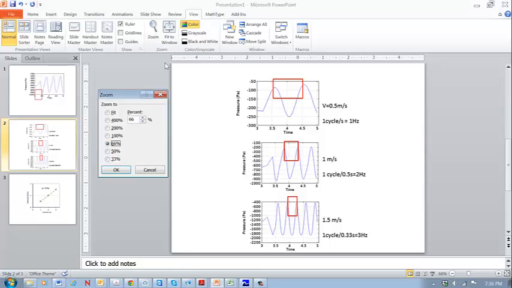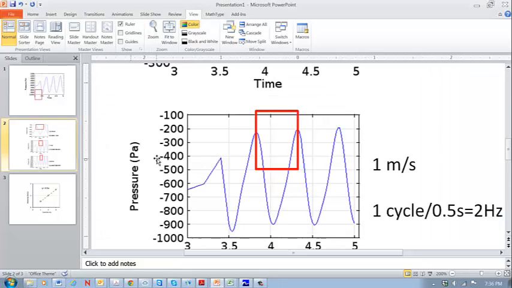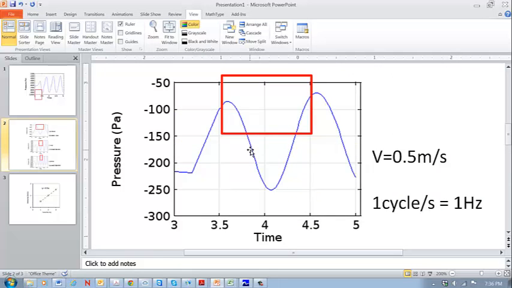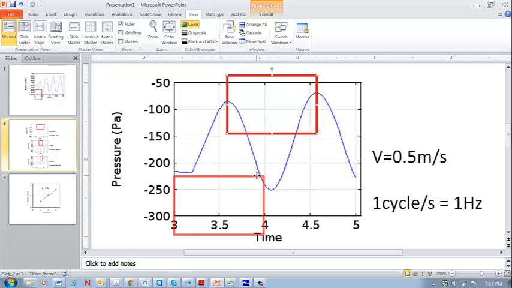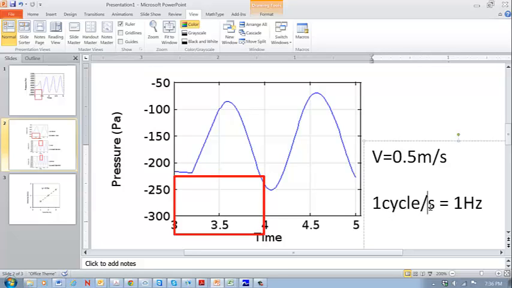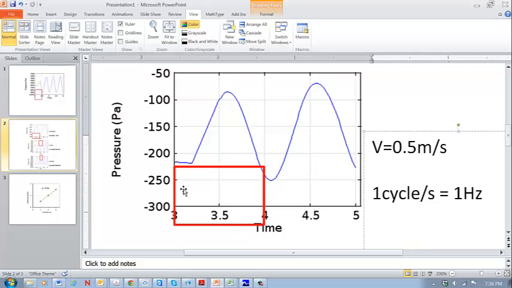So let's just try zooming in, get a little bit closer, and see if we can move this a little more accurately. Yeah, that's better. It was just I was zoomed too far out. So there's peak to peak. We measure that, take it down here to the time scale, and you can see that's just about exactly 1 second. So the frequency is 1 cycle in 1 second, or 1 hertz.